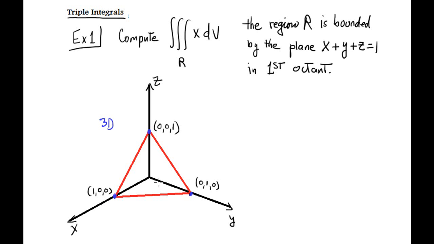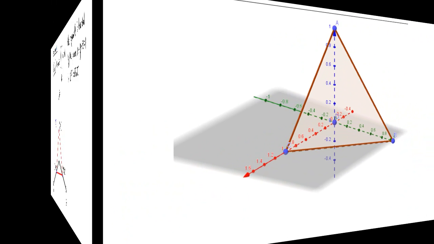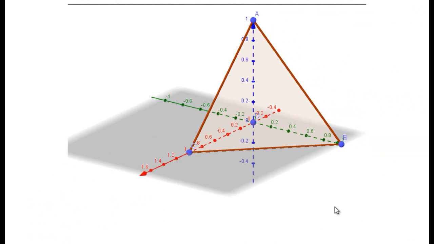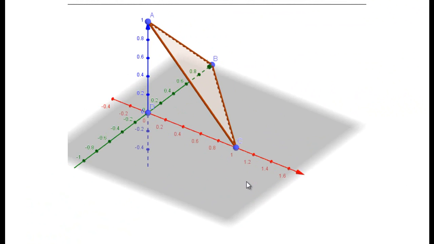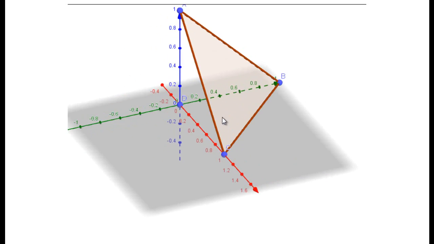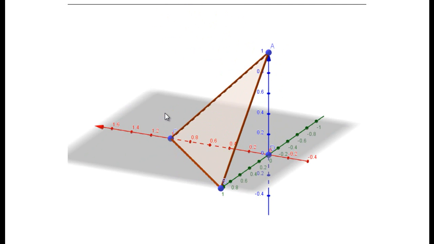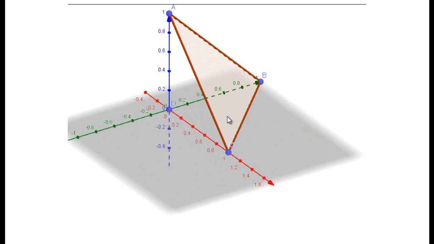To see much better, I do it in GeoGebra to see the region R. Okay, the region R is 3-dimensional. It's the tetrahedron formed by the first octant and the plane x plus y plus z equal 1. Now you see more clearly, right, in 3D.